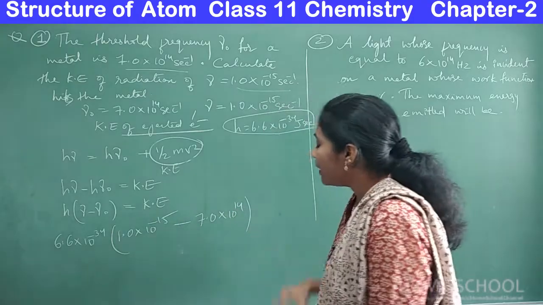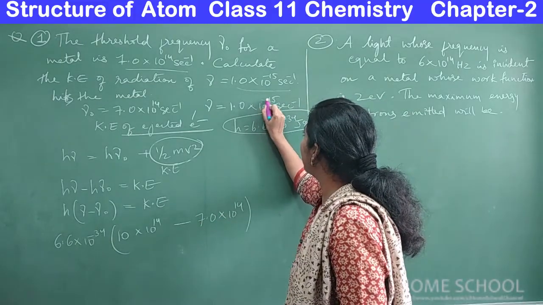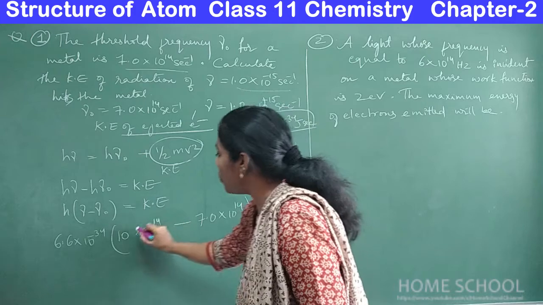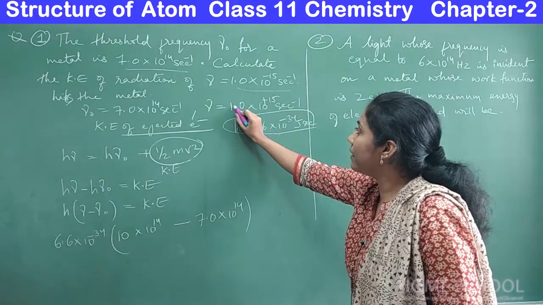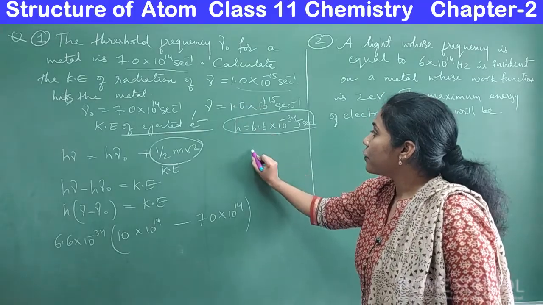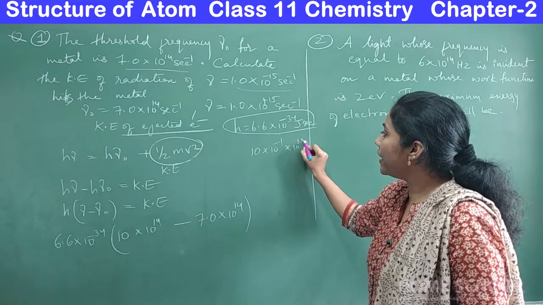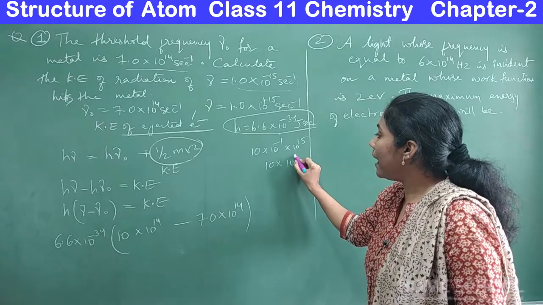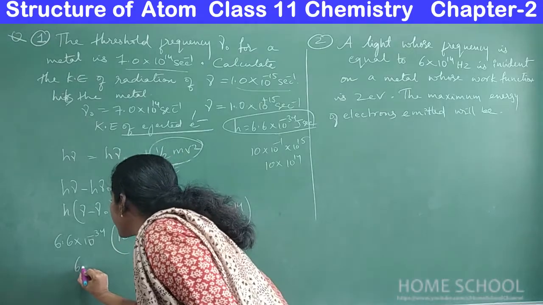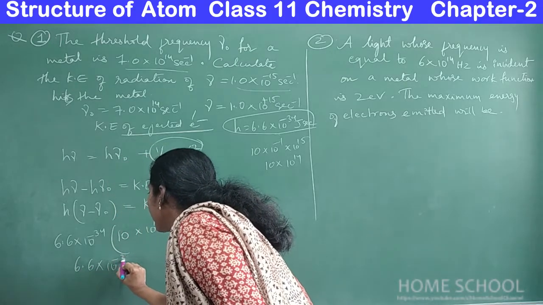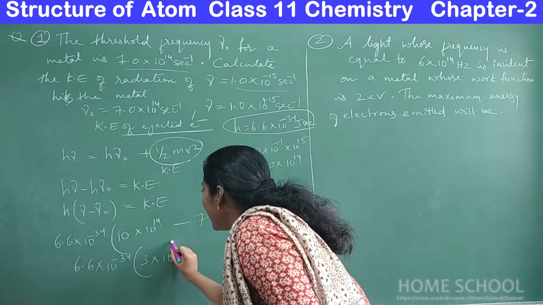So how do you subtract? We have learned subtraction of scientific notation, right? So 1.0 into 10 power 15 is nothing but 10 into 10 power 14. So it is 10 minus 7 that you have to do. So 6.6 into 10 power minus 34, and 10 minus 7 is 3, so 3 into 10 power 14.